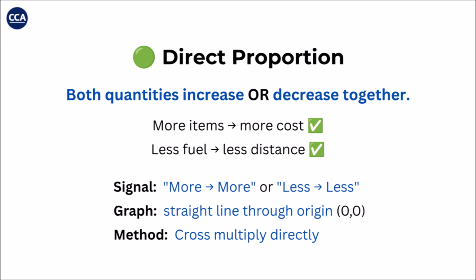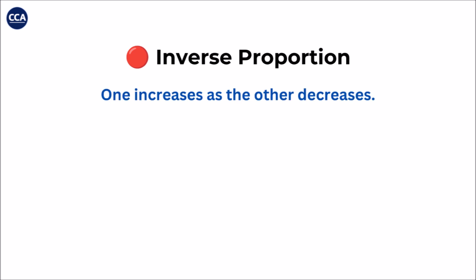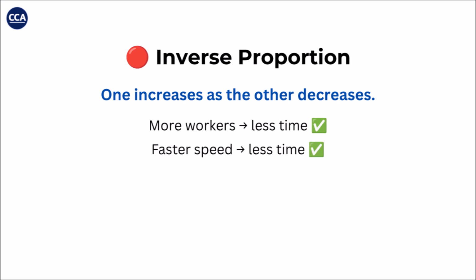That's direct proportion. The second type is inverse proportion, also called indirect proportion. Two quantities are in inverse proportion when one increases as the other decreases. More workers, less time to finish a job. Faster speed, less time for the same journey.